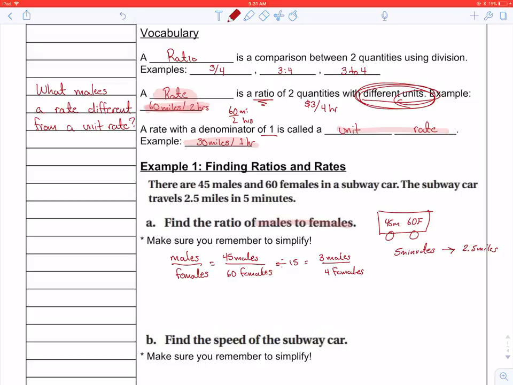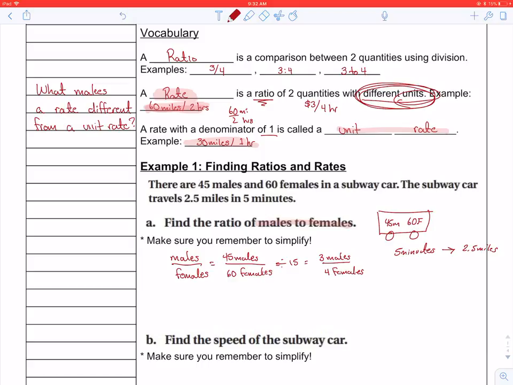And if you're thinking, well, that has different units, it's males and females, why isn't that called a rate? It's because we're talking about human beings in both sections. Even though it's males to females, it's still considered the same unit. But that would be how we would find the ratio.